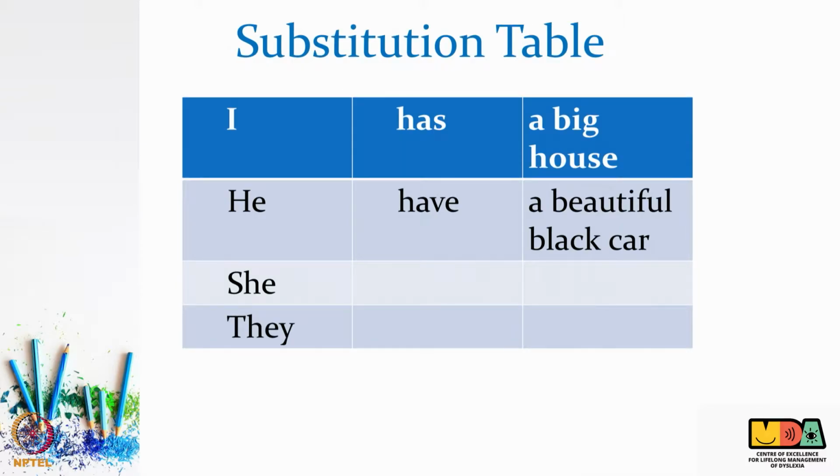Let us take one more example. He has a big house. They have a big house. She has a big house. Using this strategy of substitution table, we can encourage children to make simple sentences and overcome their difficulty of using helping verbs. The child who had difficulty in making simple sentences has learnt few methodologies and is able to make simple sentences. Now, this strategy which we are going to discuss is a reinforcement for the child.